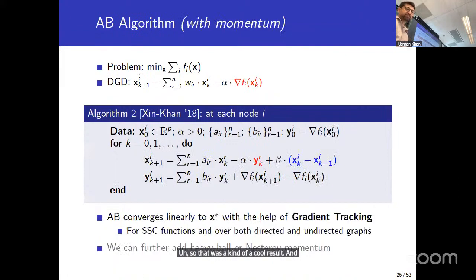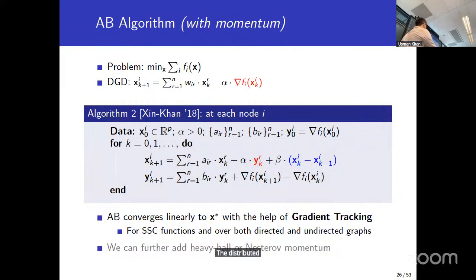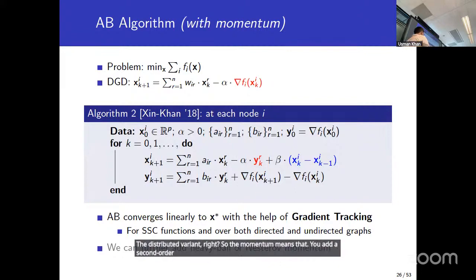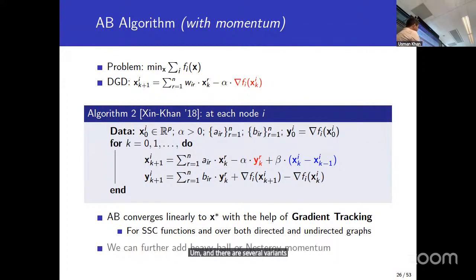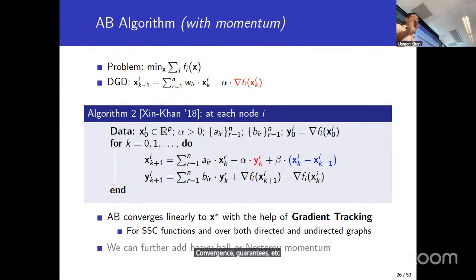And next, we were able to also add momentum to the distributed variant, right? So momentum means that you add a second order type of a term here. And there are several variants of this type of a scheme. This is a heavy ball or Polyak style momentum. You can also do Nesterov style momentum, and you can claim certain convergence guarantees, etc. And if you are interested, we can go into detail.